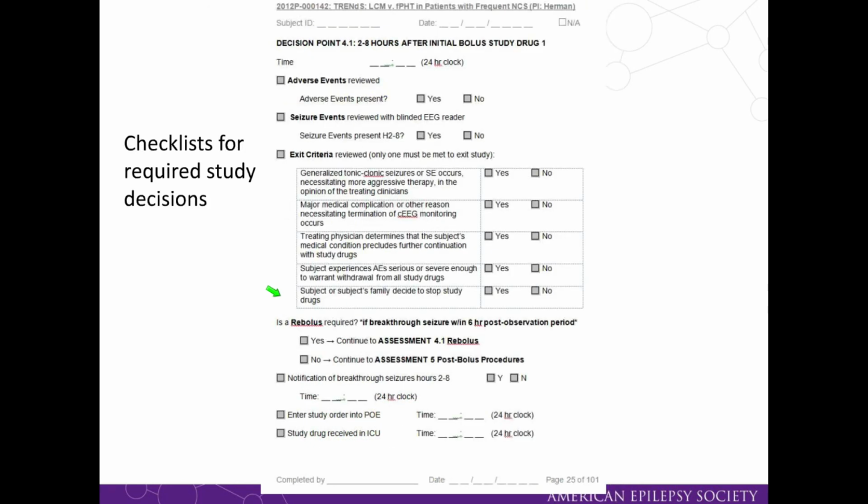You can also have checklists for required study decisions. So is this person ready to exit the study? If they meet any of these, then the patient exits. So it helps in decision-making and in standardization of your study performance.